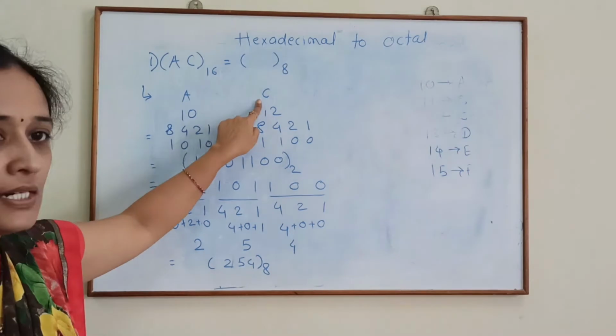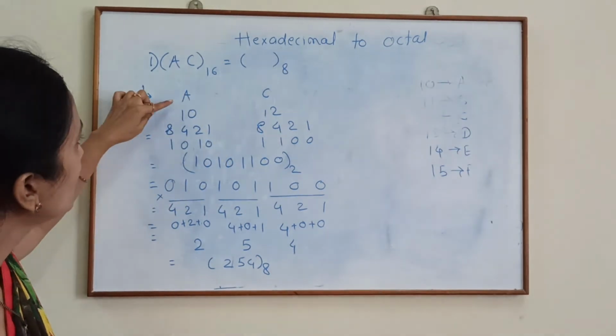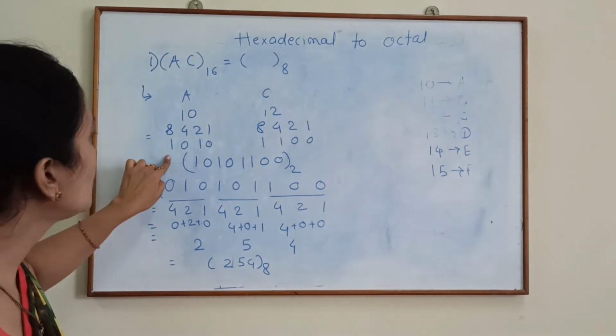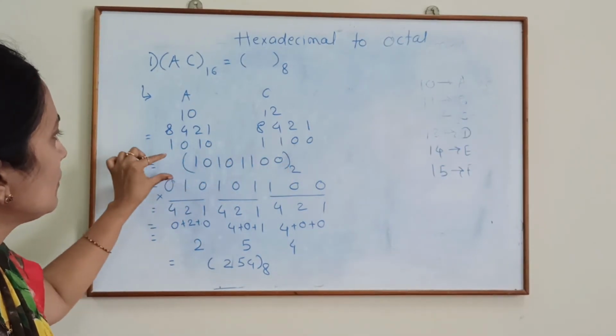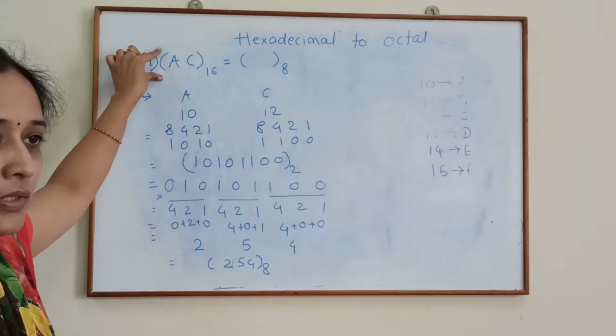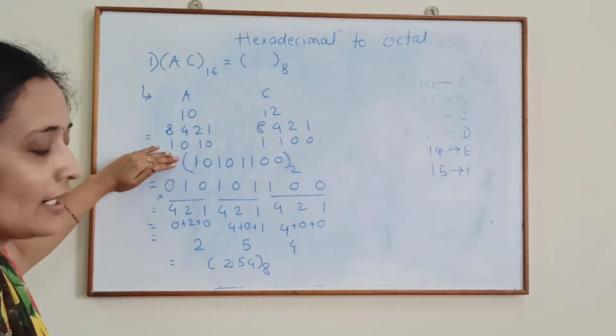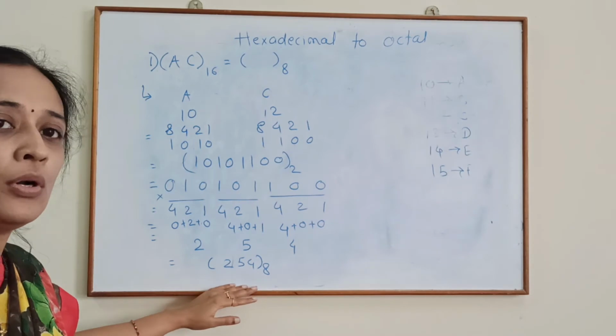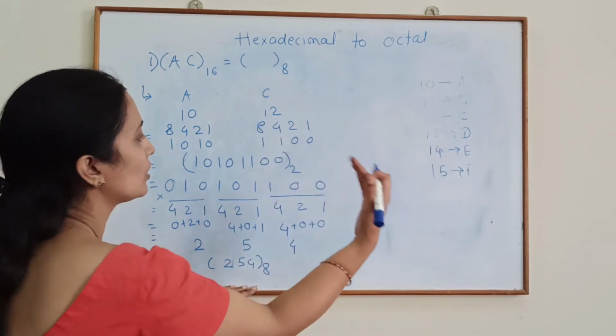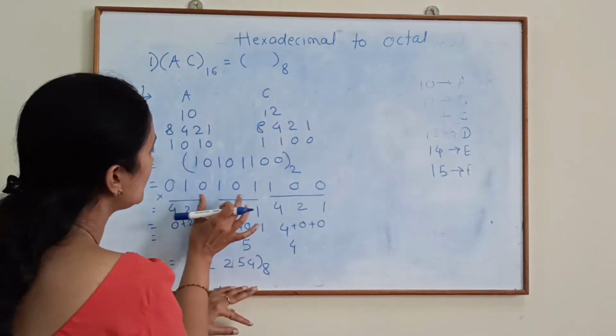Once again I will explain. Separate the digits. Convert each individual digit into its binary equivalent. Collectively we will get the binary equivalent of the number. Again from binary we have to convert it into octal. For that, from the right hand side make groups of 3, 3.